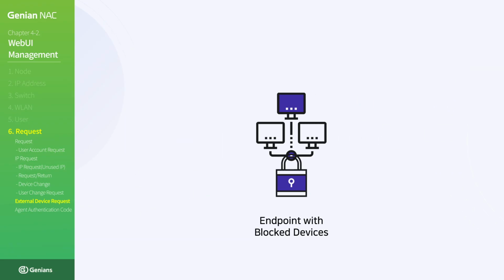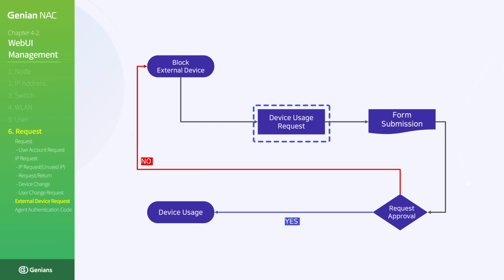The external device request can be submitted from an endpoint that contains a device blocked by the external device policy. To submit an external device request, the Device Usage Request option must be enabled in the Control External Device plugin assigned to the Node policy.